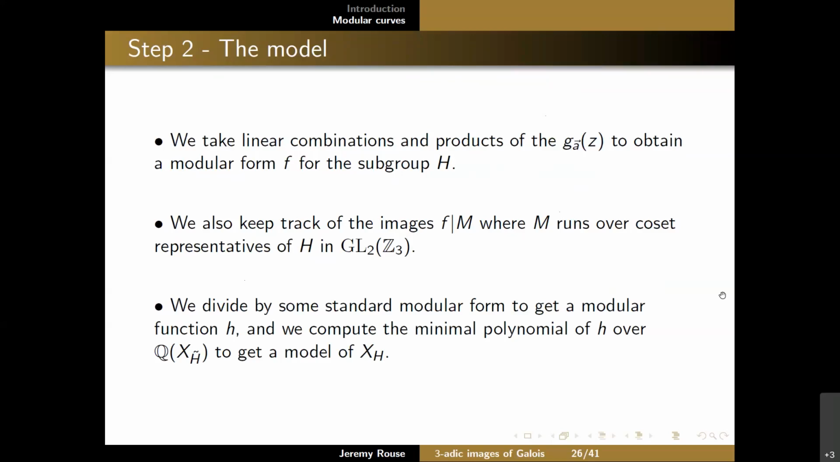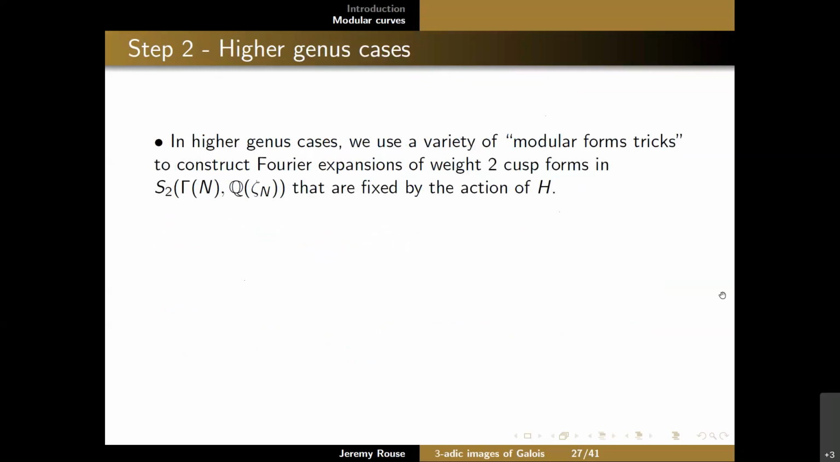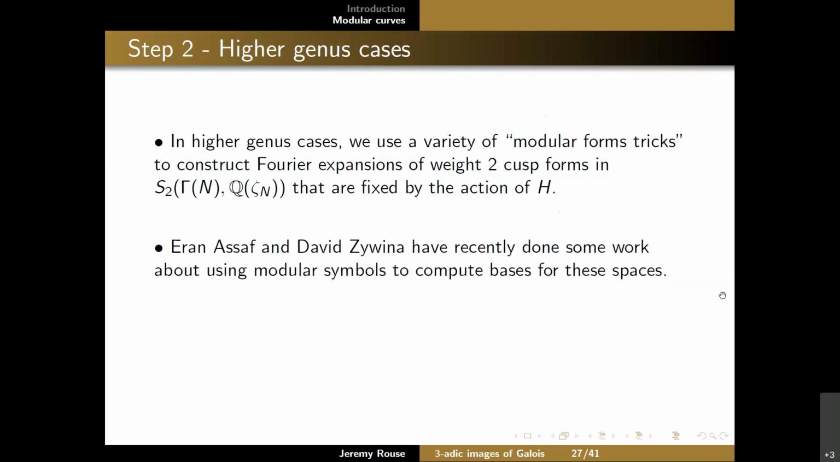So if I had infinite time, I might give you an example at this point, but I think I'll talk a little bit about what we do in some other cases. In higher genus cases, where the degree of these coverings is quite large, we'll use a variety of modular forms tricks just to construct Fourier expansions of weight 2 cusp forms in Γ(N) with coefficients in Q(ζ_N) that are fixed by the action of H. We do this with some tricks. There are some more systematic ways to do this. In particular, there are some papers on arXiv by Assaf Aranisov and David Zywina that compute these spaces using modular symbols.